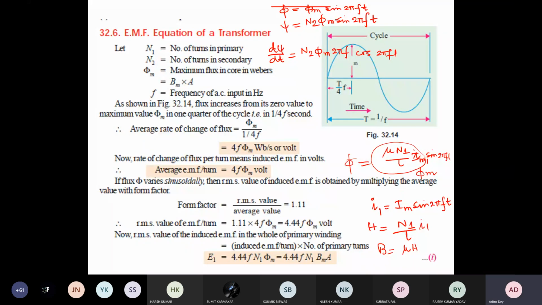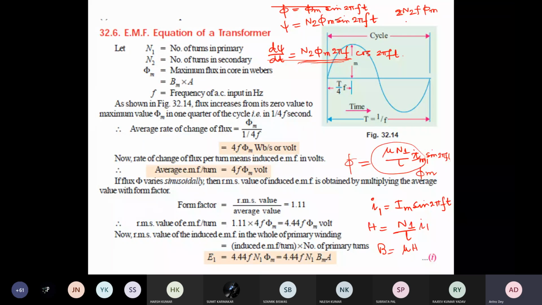Now if you look back and put the value of this, this is the instantaneous value E2 for the secondary, which is 2 pi into N2 into f into phi m. So you can write it as N2 into phi m into f into 2 pi. If you want to find out the RMS value, you should divide it by root 2.